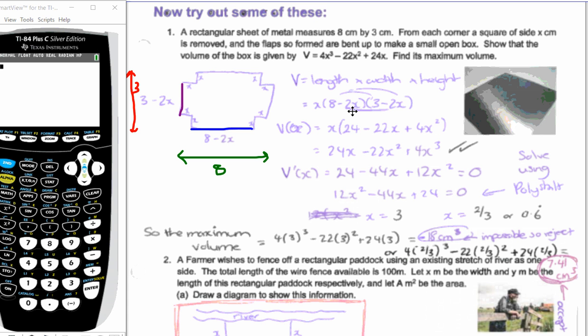And then you would multiply this x into the whole thing. So that times that makes 24x. That times that minus 22x squared. That multiplied by that plus 4x cubed. So here's our formula for the volume.